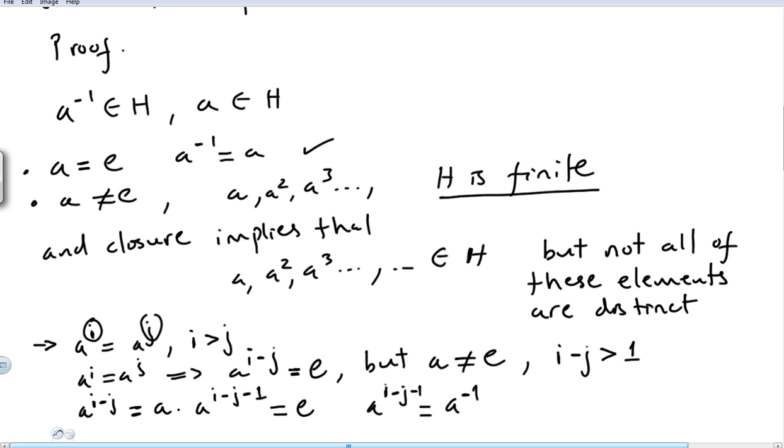Okay, but i minus j minus 1 is greater than 1. So this implies that a to the power of i minus j minus 1 is in H. Okay, and we are done. And this concludes the theorem.